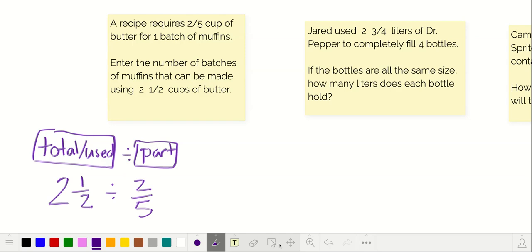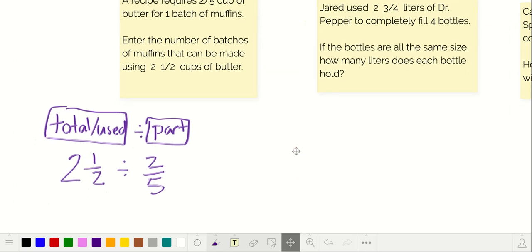Thankfully, in sixth grade, usually whatever number is the total is going to be first, and whatever's left is going to be the part. So you don't have to do too much thinking for that. Once you find the first number, the total or the use amount, the other fraction is usually the part. So we're going to go through the steps. We're going to rename this. If you need help on renaming a mixed number, you can watch my video on renaming mixed numbers, but this is going to be 5/2.